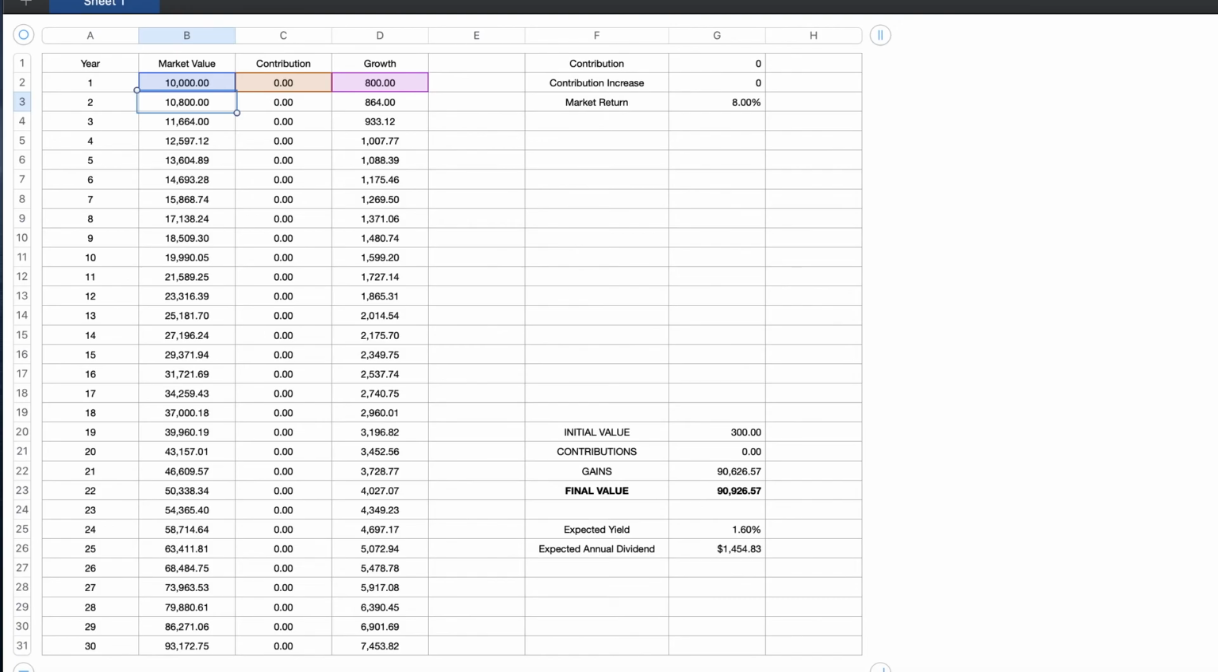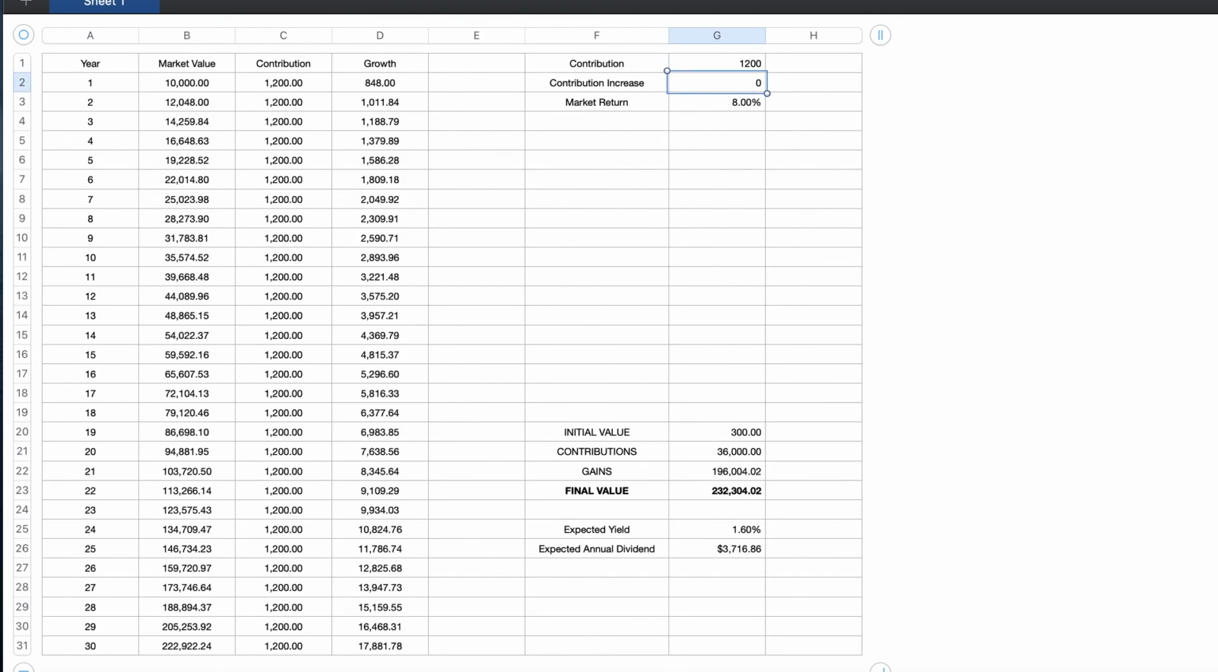So it would multiply about 9 times over the next 30 years, which is a pretty good return if you ask me. But let's say you started with $10,000, and let's say you can put $100 per month in. So we would have a $1,200 annual contribution. That would give you $232,000. Let's say you can put $100 per week in. So $5,200 per year. That would give you a $703,000 portfolio.